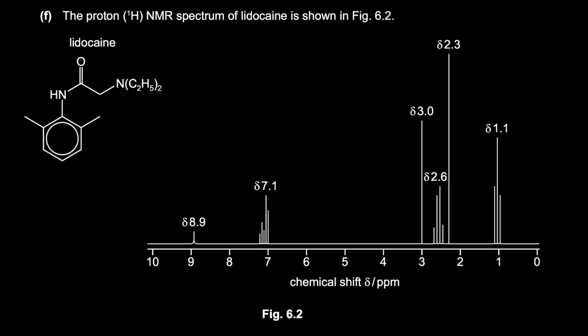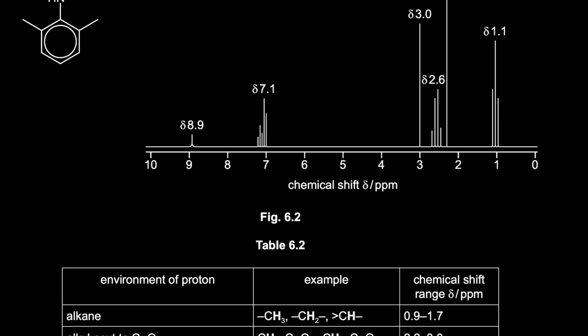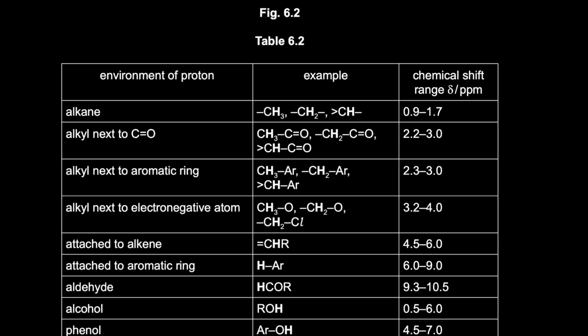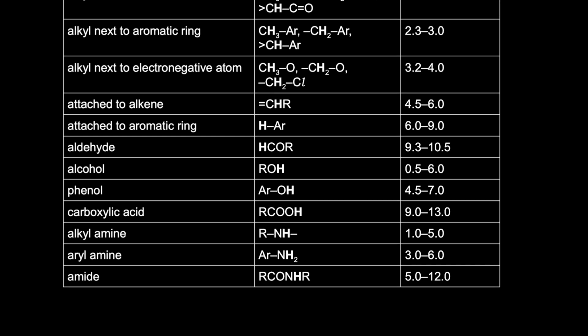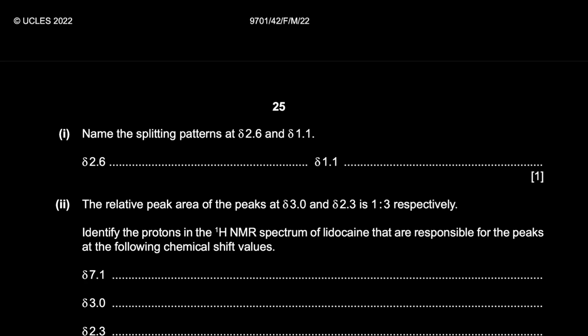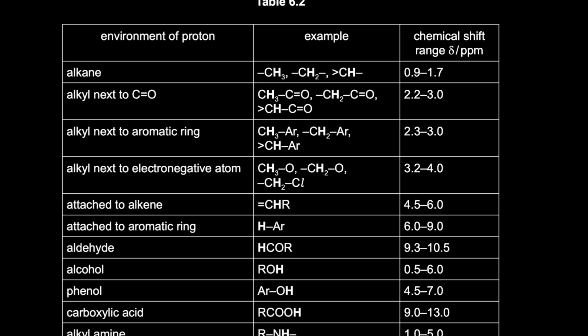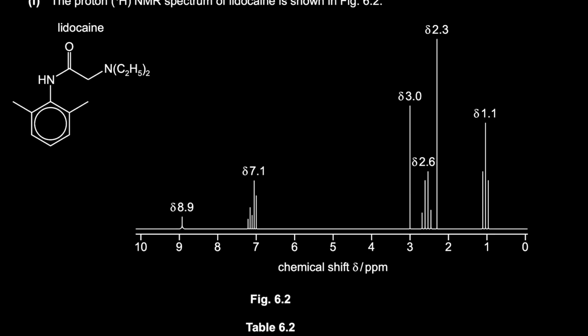The proton NMR spectrum of lidocaine is shown in figure 6.2. So here's the proton NMR spectrum. We have this table that shows the proton NMR spectrum values. The question is asking, name the splitting pattern at 2.6 and 1.1. So at 2.6 and 1.1, what's the splitting pattern? At 1.1, the splitting pattern is a triplet. We see 3 peaks. And at 2.6, it is a quartet.